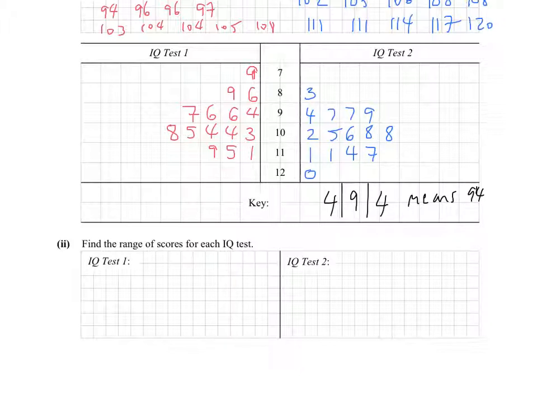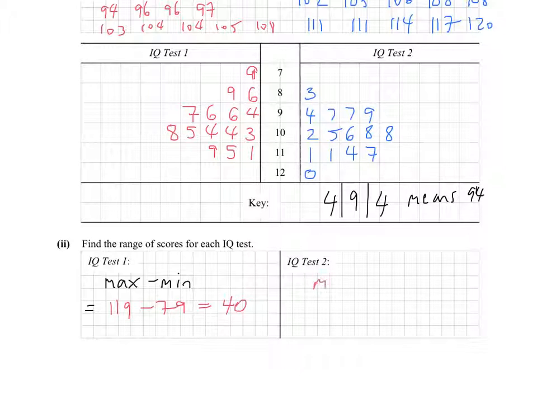Well, a range is simply the idea of the maximum value subtract the minimum value. It's the difference between the highest and the lowest. So in this instance we have the difference between 119, which is the highest value, and 79, which is the lowest value. And the answer is 40.